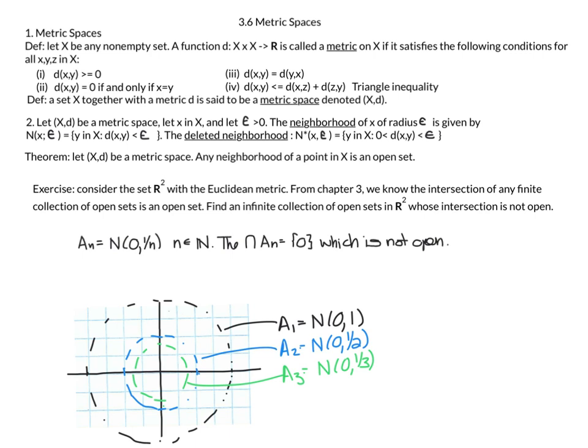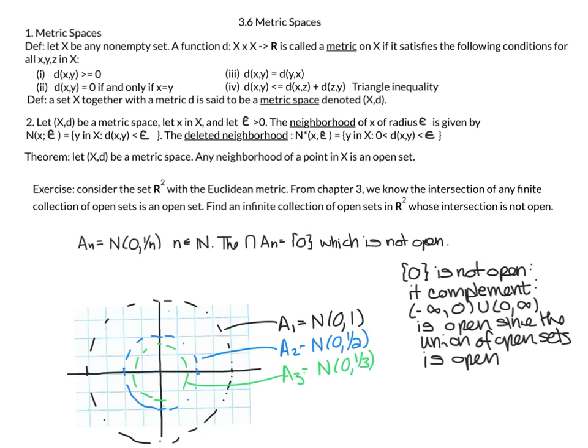And the single point is not open. To be clear, all these neighborhoods are open, because every neighborhood in a metric space is open, but the single point is not. And just a quick reminder of how you can prove that the singleton 0 is not open: you can look at its complement, which is negative infinity to 0, union 0 to infinity. These are two open sets, and the union of two open sets is open. So basically, the complement of a non-open set is open, and this is just expanding on this statement here.